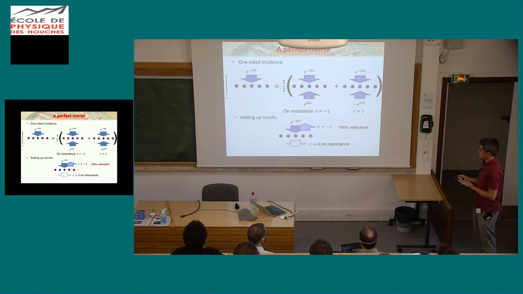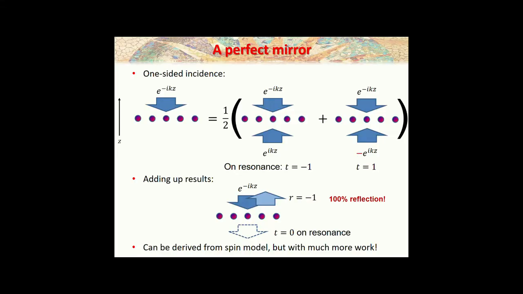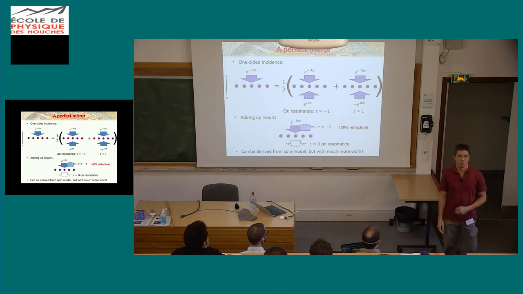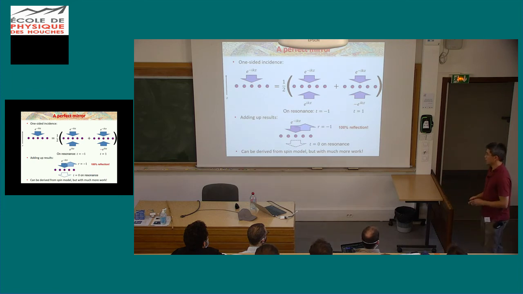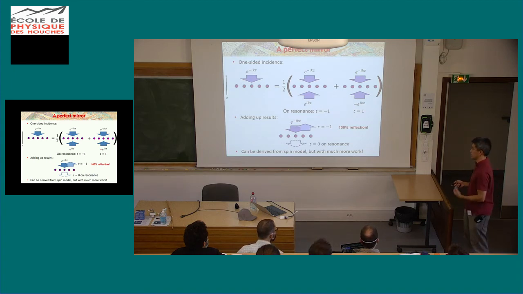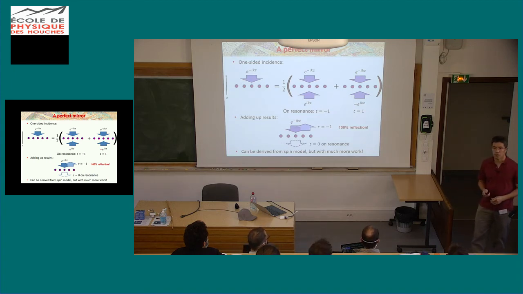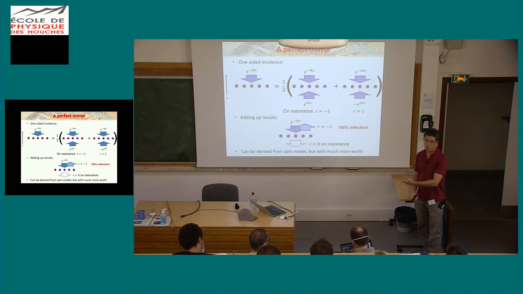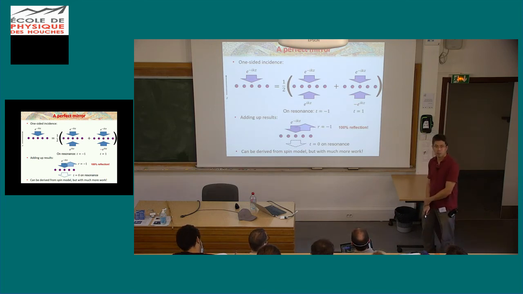So what's interesting is that I've tried to argue on intuitive grounds that on resonance, an array of atoms will be perfectly reflecting. What's interesting is that up to now, I've never explicitly invoked the spin model. It's just intuition and mathematical tricks. It turns out you can formally derive it from the spin model combined with the input-output equation, but it's much more work. So again, that illustrates that once you realize there's interference in the problem, you can gain a lot of intuition without having to go through all this spin model business.